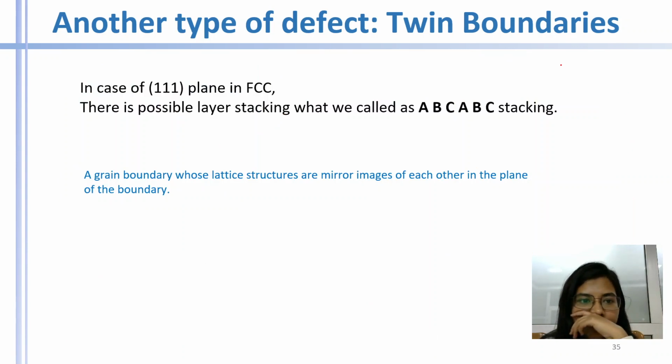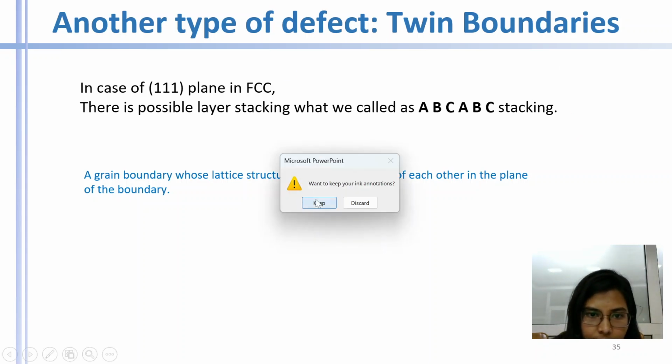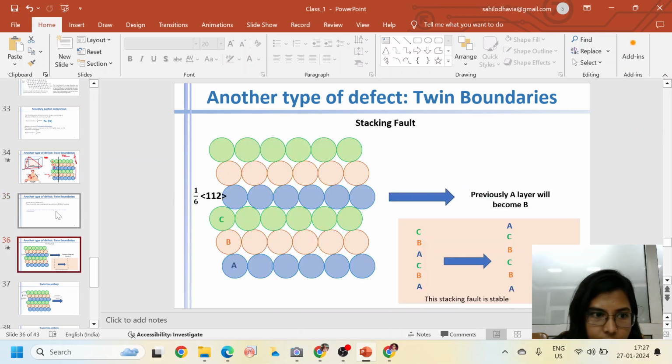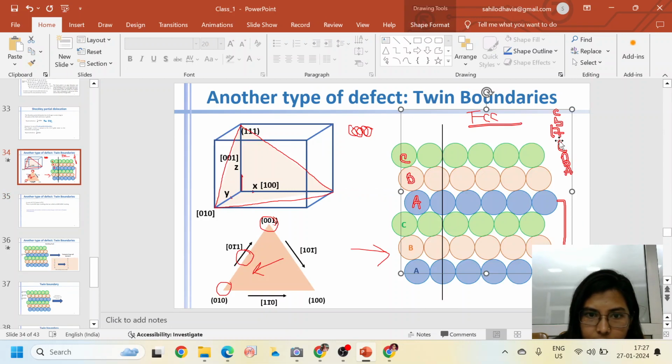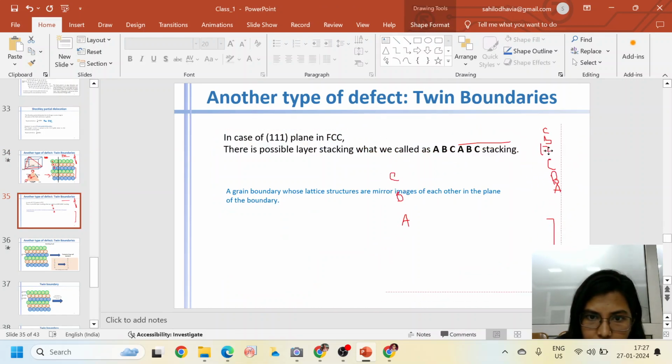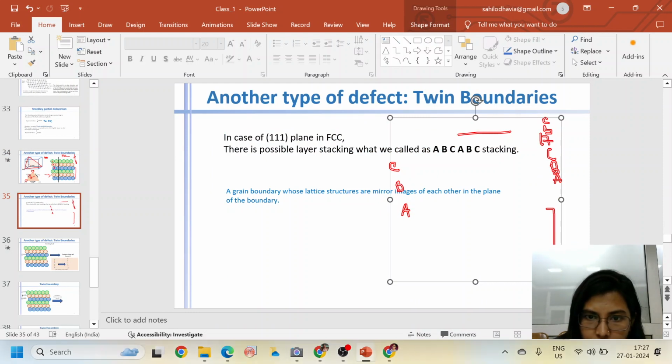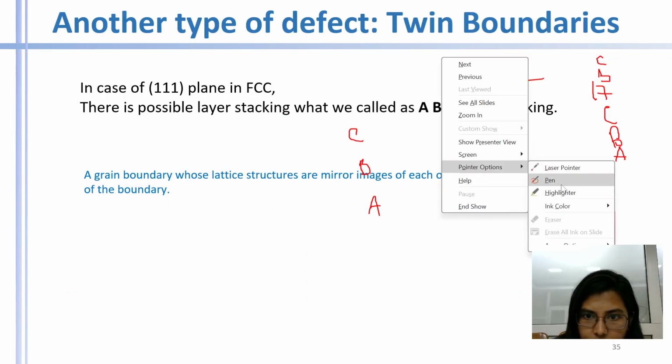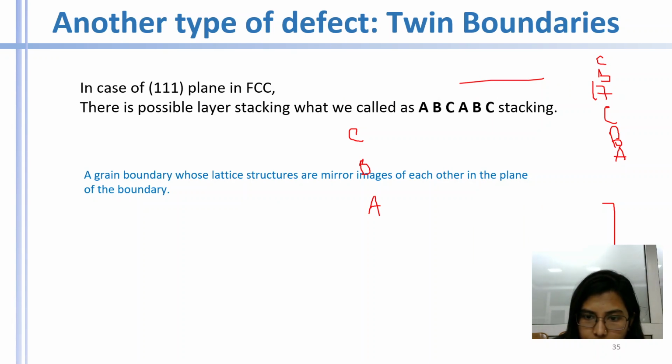Now, in case of FCC, what happens? There is a possible layer stacking, what we call the ABC type of stacking. That is exactly what we saw, right? So this is the ABC type of stacking.